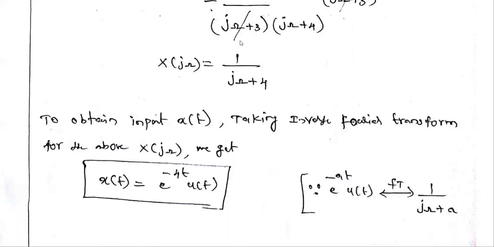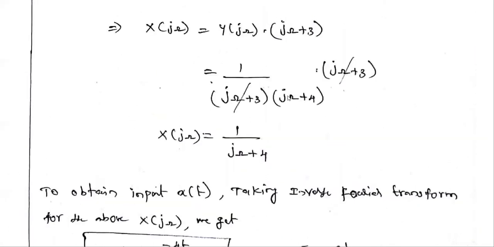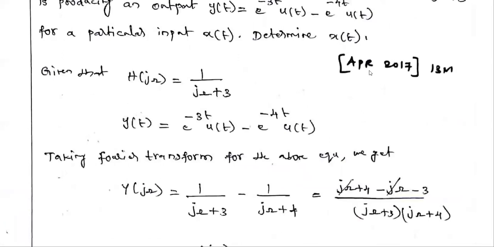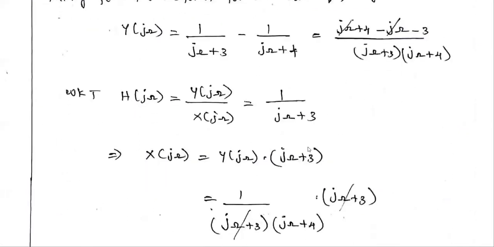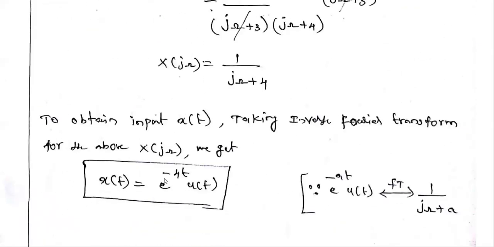So what is the answer? E power minus 4t u of t. This is the input applied to the particular system for the given frequency response, H of j omega is this and y of t is this. So this is one problem. It's a simple problem, within 5 minutes we can solve.